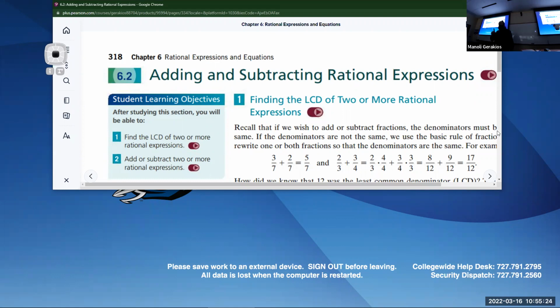But multiplication, do we care what the denominators are? No, it's straight across. What about division? Do I care what the denominators are? No, it's keep, change, flip. So question: would that be the answer, or do you have to change it next time?